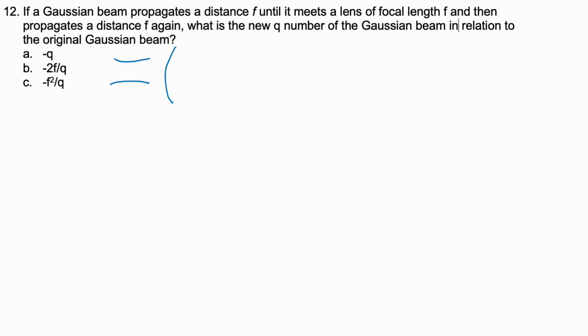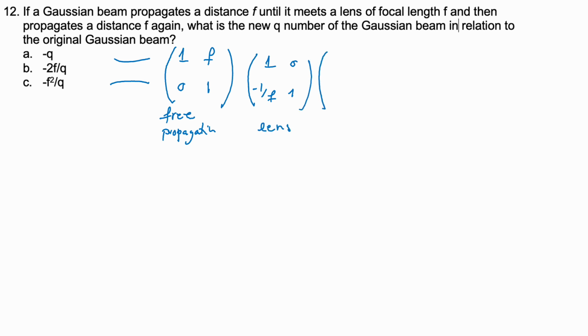What you have here is free propagation. So you have the matrix [1 f; 0 1]. Remember, this is free propagation. Then it meets a lens, and if we don't know anything about the lens, we're going to assume that it's a converging lens. So this is going to be our lens. And now it propagates again. So we have [1 f; 0 1]. And here we have another beam where we have our q1, and this is going to be our q2.